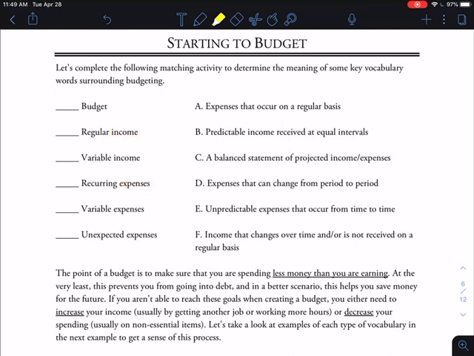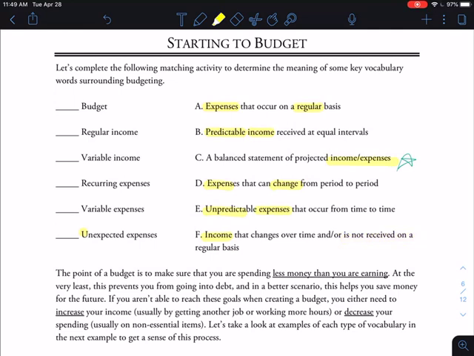Okay, so we're going to do some highlighting. In A, we can see that expenses is a keyword, and then regular basis. In B, we're talking about something predictable, and we can also see the word income here. In C, we actually have kind of both going on, right? We have income and expenses, so this is going to be a little bit of a unique one, so I'm going to just star it so we know it's a little bit different. And then D has expenses that change. E has unpredictable expenses, and F has income that changes. And on here it says is not regular. So those are some of our keywords.